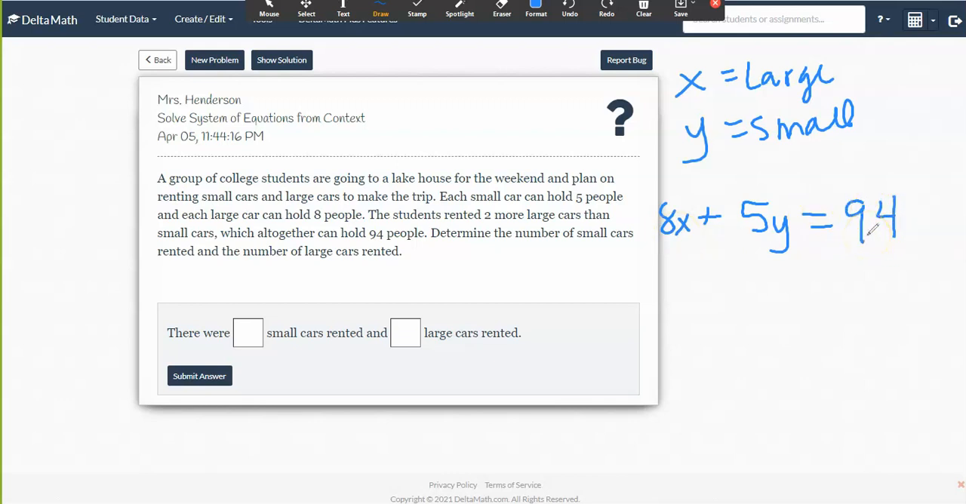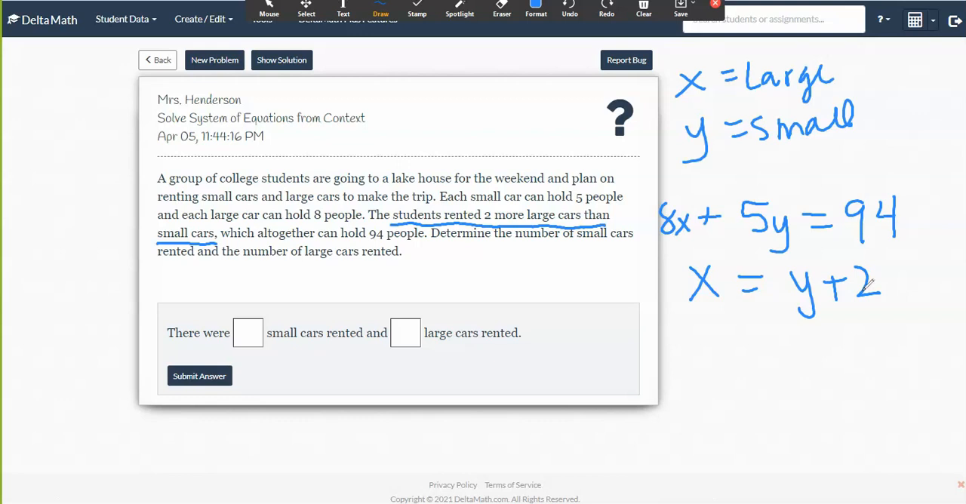The second sentence says the students rented 2 more large cars than small cars. So they have more large cars. So if you have more large cars, then you need to add something to your smaller cars for them to be equal. So if I need this to be equal, I would have to add 2 to my small car. So there's my system. I've translated it, but now I have to solve it on my scrap paper.